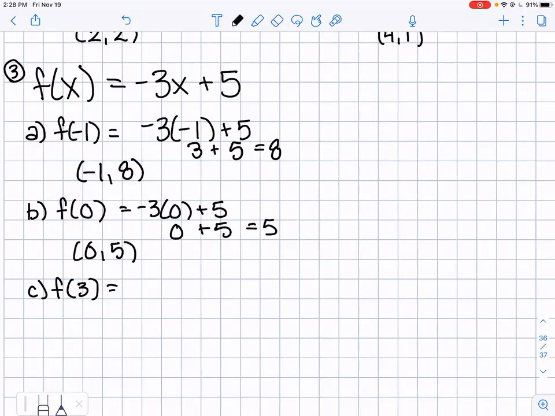Good. And part C. Lucas, can you set this up for us? Negative 3 times 3, plus 5. What's negative 3 times 3? Negative 9. Negative 9 plus 5 is negative 4. So what's my point? 3, negative 4.